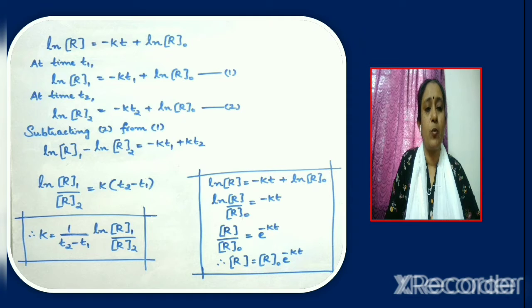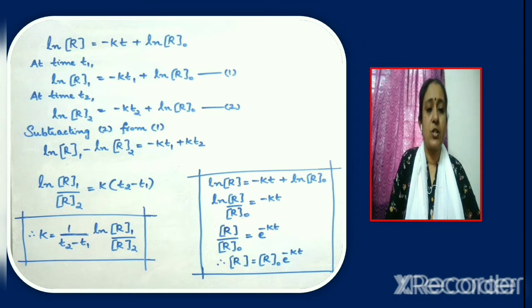Mark this as equation number 1. Similarly, at time t2, the equation becomes ln R2 is equal to minus kt2 plus ln R0. Mark this as equation number 2. Now, subtracting equation 2 from equation 1, we get ln R1 minus ln R2 is equal to minus kt1 plus kt2. But what is ln R1 minus ln R2 equal to? Ln R1 by R2. So we get ln R1 by R2 is equal to k into t2 minus t1. Or what is rate constant K now equal to? K is equal to 1 by t2 minus t1 ln R1 by R2.